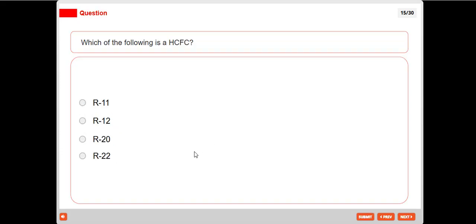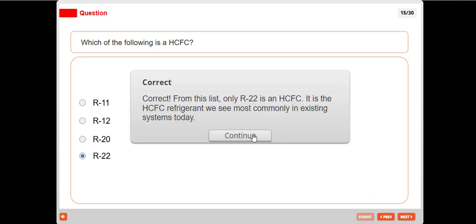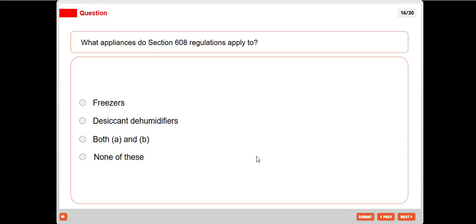Okay. Which of the following is an HCFC? R22. Correct. What appliances do Section 608 regulations apply to? Freezers, dehumidification, both A and B.